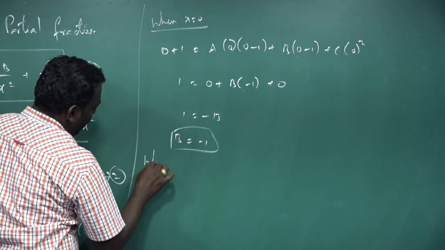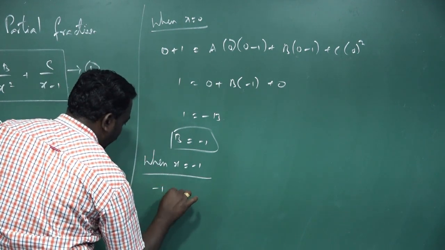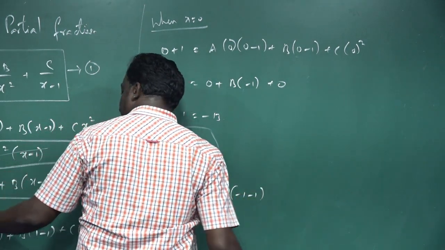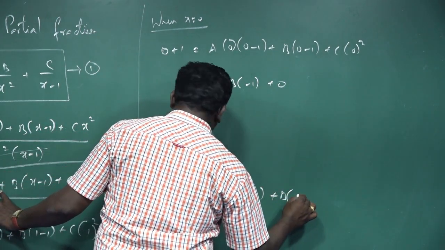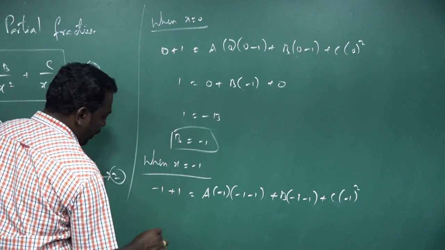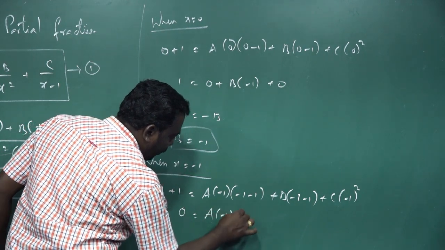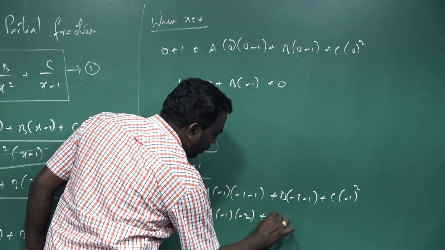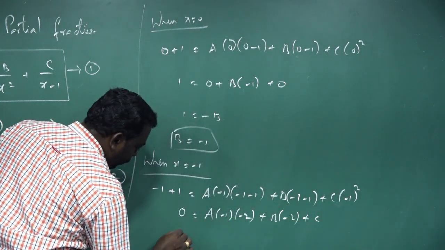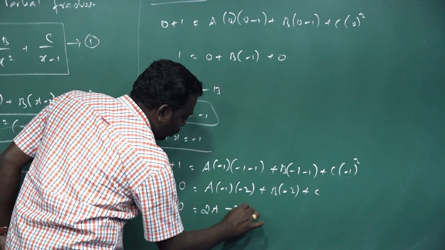Now we can give any other value for x, put x equal to minus 1. What is the second equation? Minus 1 plus 1 is equal to a into minus 1 into (minus 1 minus 1) plus b into (minus 1 minus 1) plus c into (minus 1) whole square. Put x value equal to minus 1. Therefore minus 1 plus 1 is 0, that is equal to a into minus 2, then b into minus 2 plus c. Therefore 0 is equal to 2a minus 2b plus c.